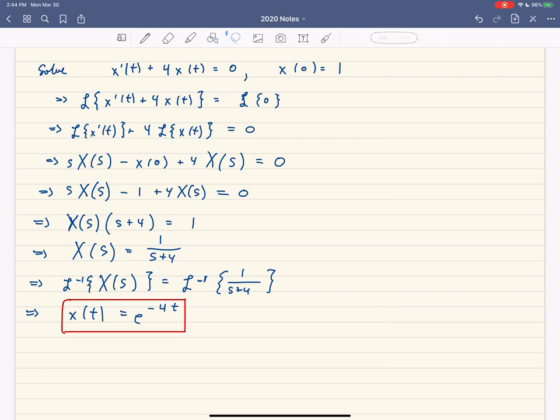And again, that's the one and only one function that has both of these properties. Where x prime plus 4x is 0, that makes good sense because x prime is negative 4 times x. So when you add that to 4x, you get 0. And when t is 0, x is 1. That makes sense as well, right? X of 0 is 1. So this is the one and only one function with these properties.